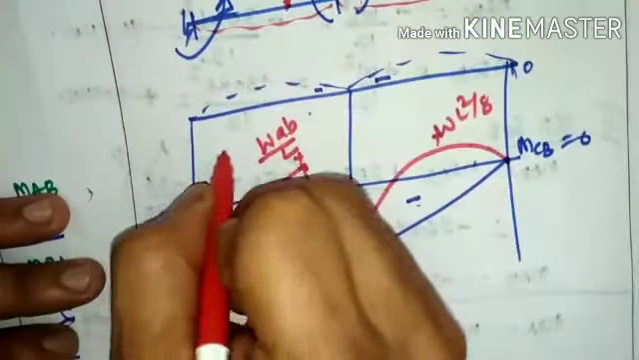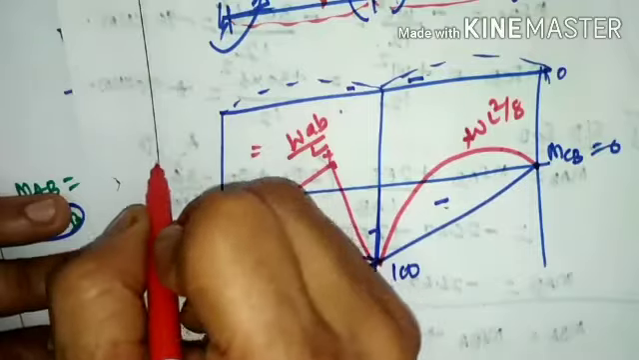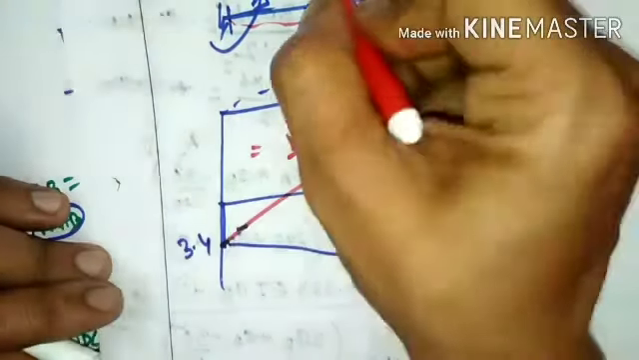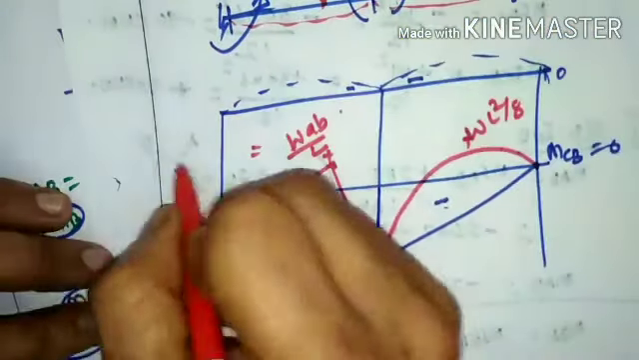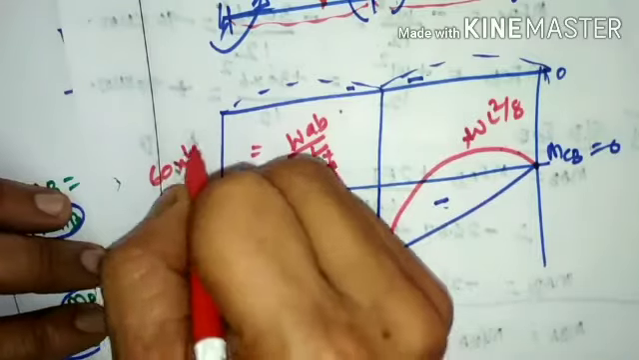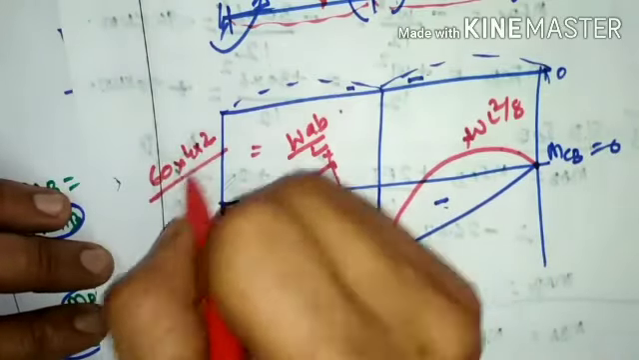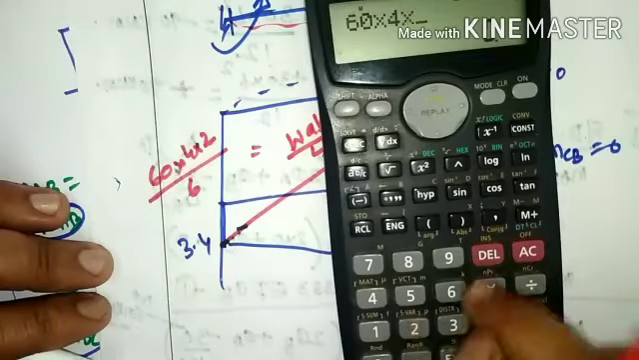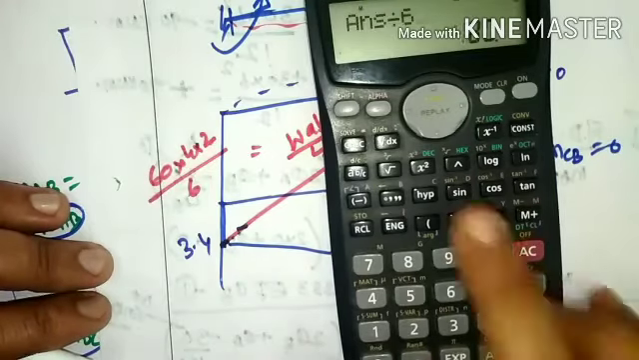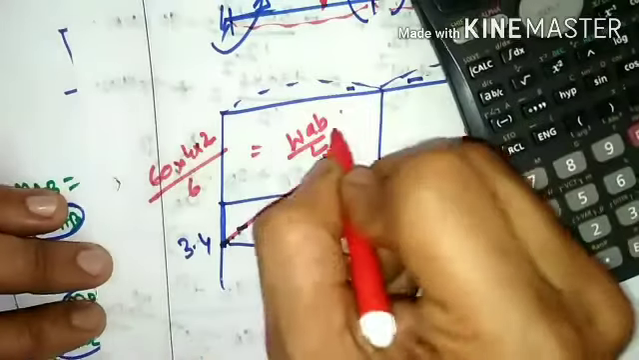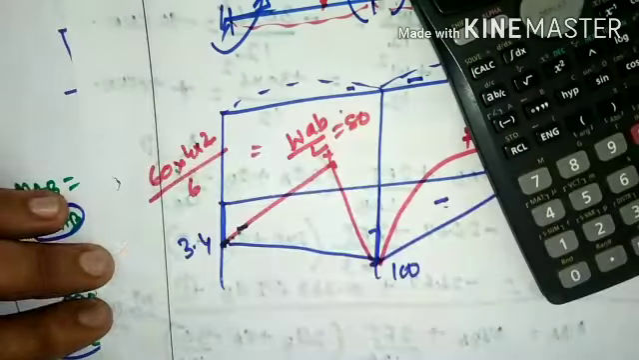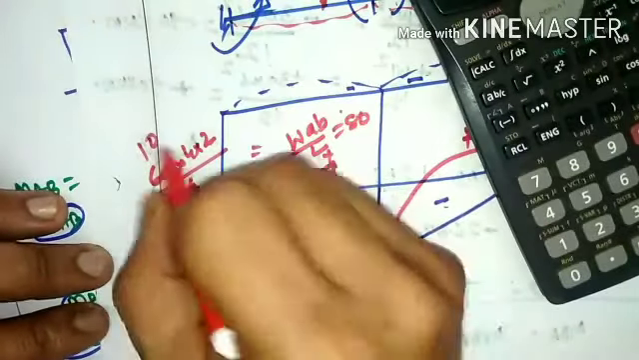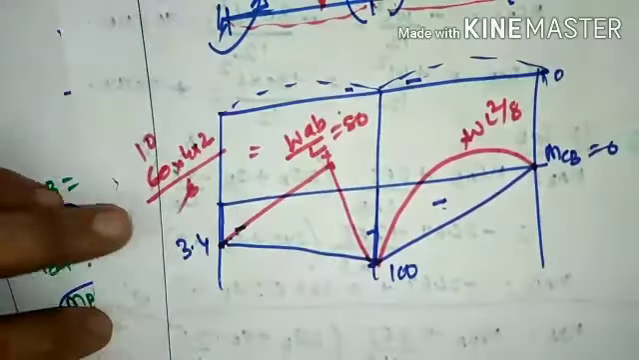Now if I find out this particular value, W value is 60, A value is 4, B value is 2, divided by 6. Now 60 into 4 into 2 divided by 6 shall come as 80. So this value shall come out as 80.